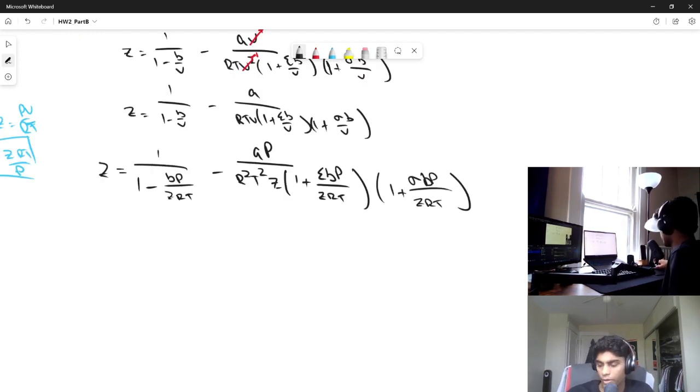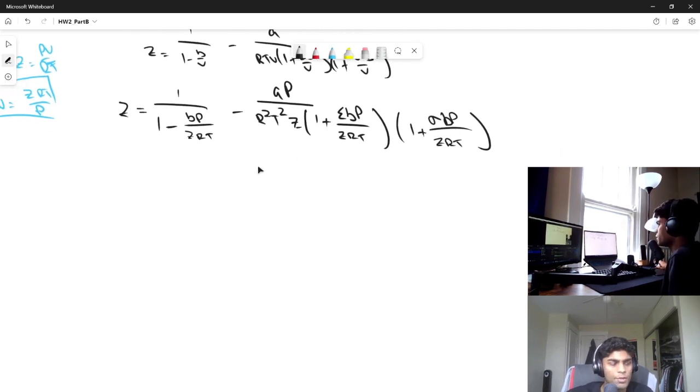So the next thing we're going to do here is make a couple of substitutions just to make this a bit more readable. The first substitution that we're going to make, we're going to call this variable beta, and beta is going to be equal to bP over RT. And then we're going to have another variable q, which is going to be equal to a over bRT.